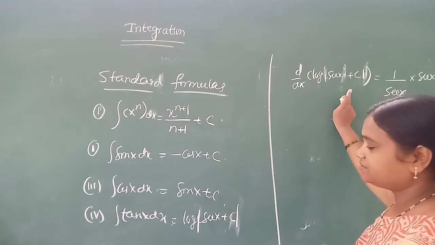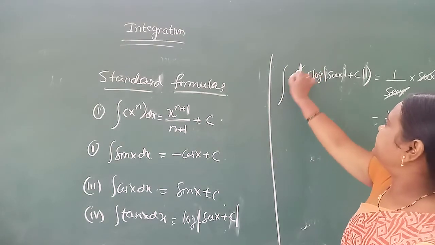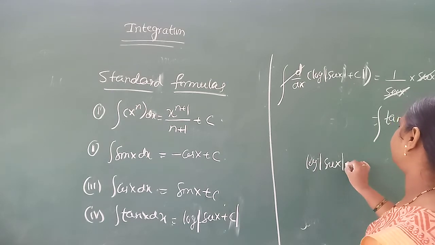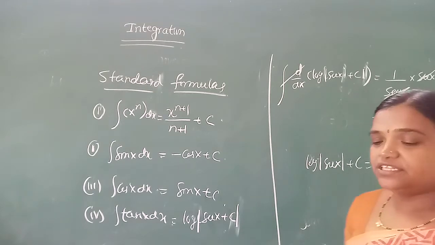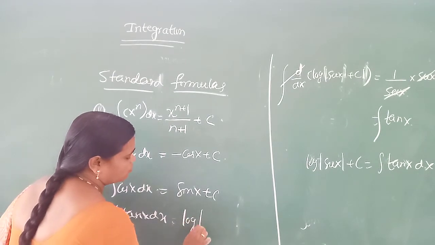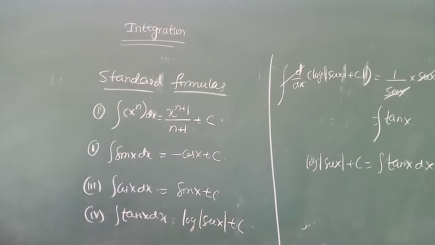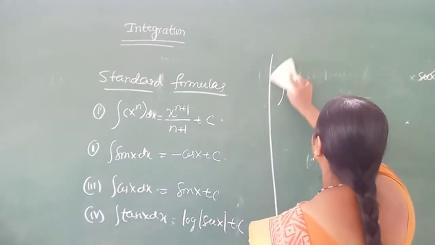Did you understand? Here, sec x differential is sec x tan x, which gets cancelled. We get tan x. Therefore, apply integration on both the sides. Log sec x gets cancelled. We can write log of modulus of sec x plus c is integration of tan x. Therefore, integration of tan x is log of modulus of sec x plus c. This is how we can write. Okay. Next.